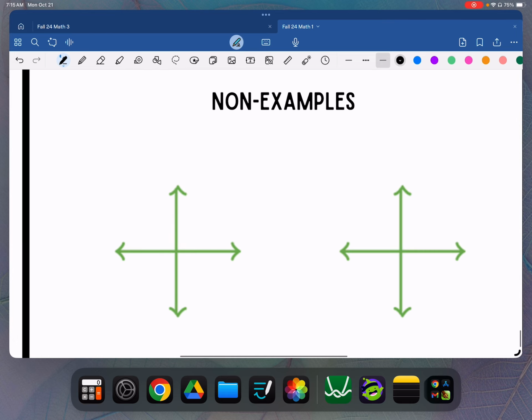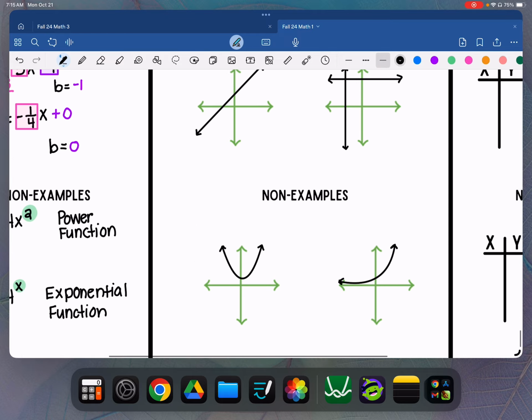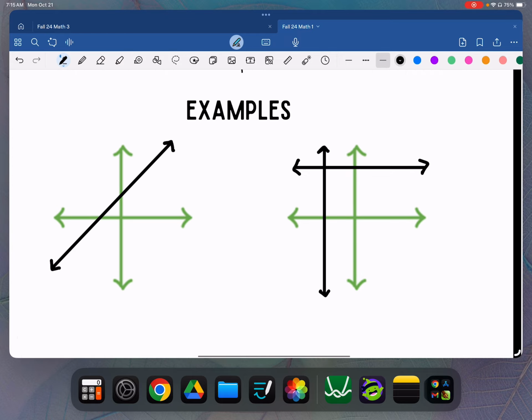Some non-examples are things that have curves in them. If they have a curve in it, this is the power function. That is not a linear function because it looks like a curve and doesn't have a straight line. Again, this one has curves in it. This one actually is an exponential function. So linear functions will always have straight lines.